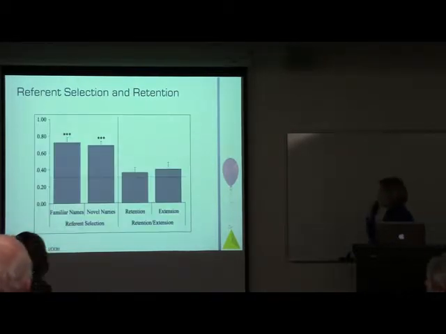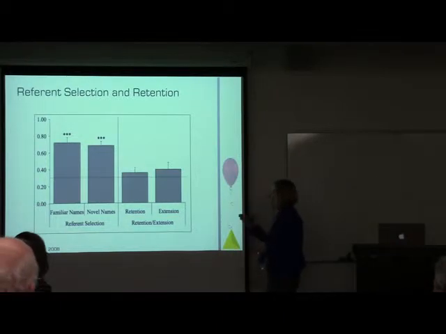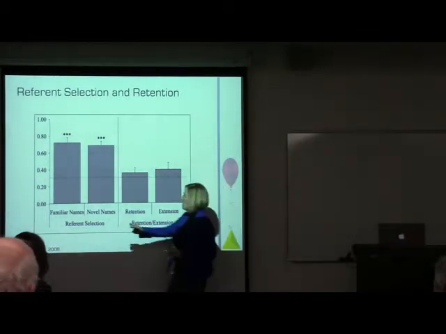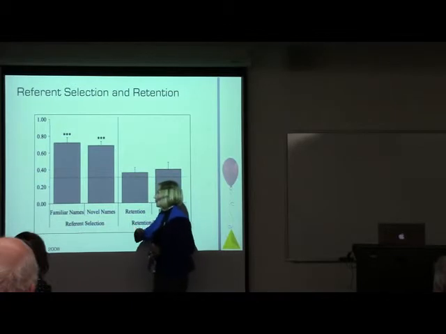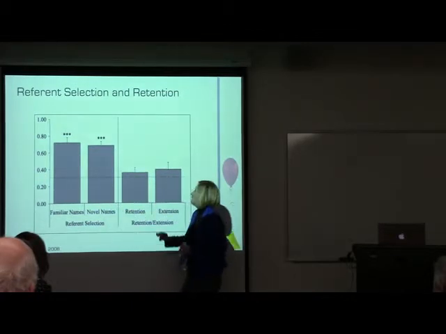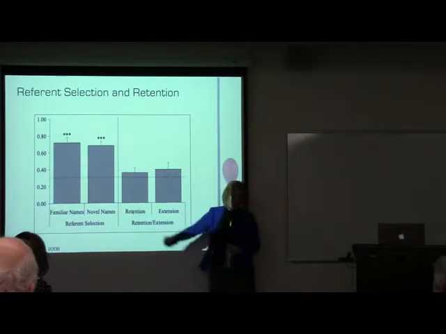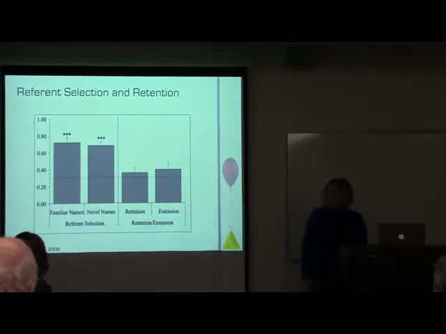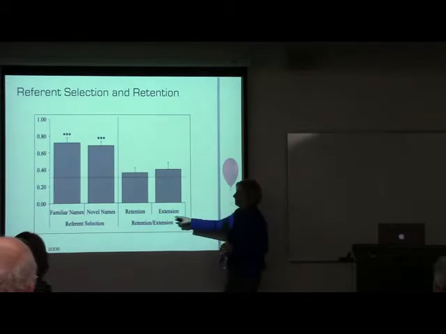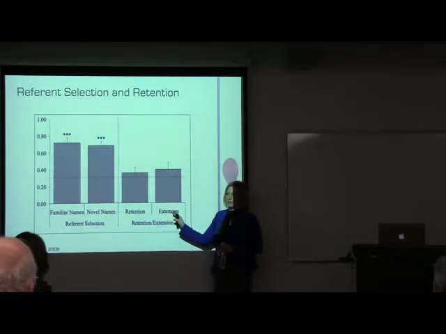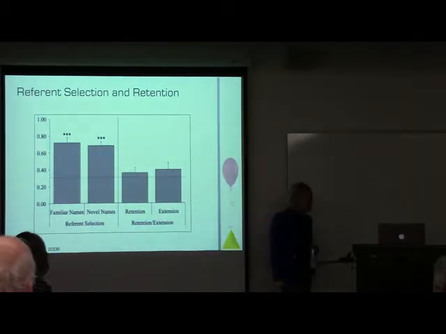My student Jessica Horst and I showed in 2008 that even though 24-month-olds are very good at selecting the dog when you ask, selecting the yak when you ask, after a 5-minute break they show chance level performance, right? So they're not maintaining those over a delay. We actually also did an extension to a new category member, but you don't extend what you never got in the first place.